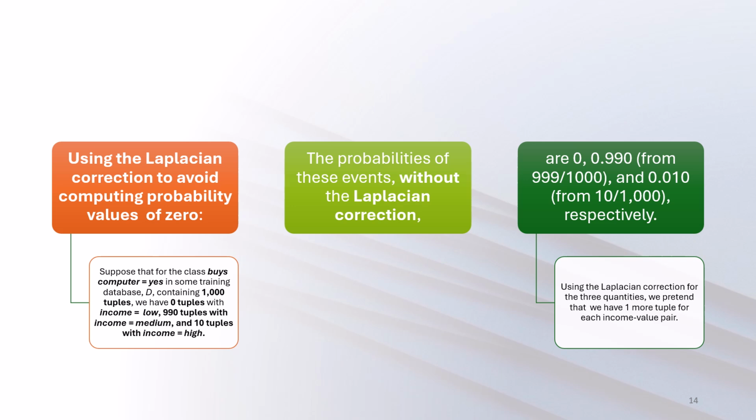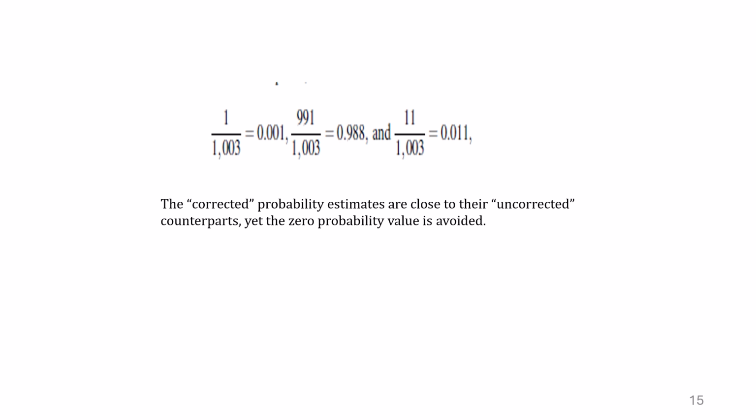Using the Laplacian correction, we can avoid computing a probability value of 0. Here are the probabilities of these events without Laplacian correction, and using the Laplacian correction for the three quantities, we pretend that we have one more tuple for each income value pair. The corrected probability estimates are close to their uncorrected counterparts, yet the zero probability value is avoided.